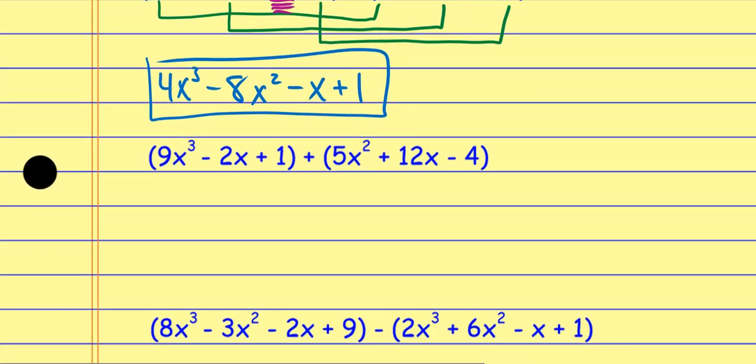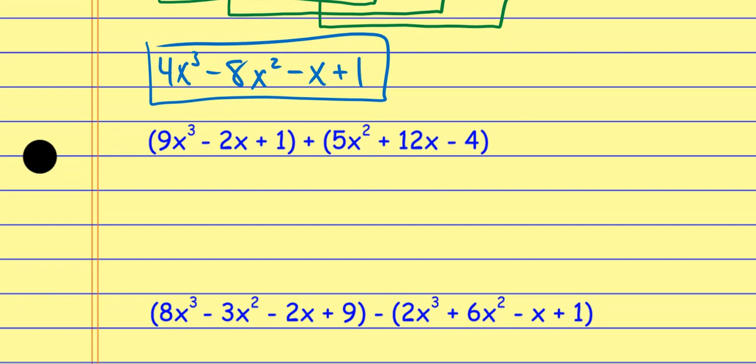Same thing with the next guy. Again, I'm looking for like terms. As I scan across here, there's only one x to the third. And so there's nothing to add or subtract from that. It stays the way it is. And then I always go in descending order, which is a good idea. So I look for the next highest exponent. I started with the x to the third. Now I look for x to the seconds. And again, there's only one of those. So I'm going to do that one next. I'm going to copy that guy down.